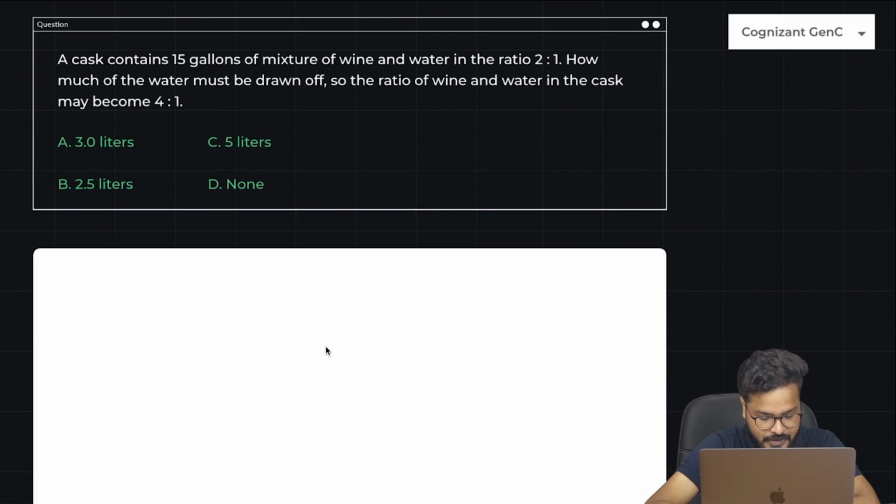Okay. Talking about the next question, guys, which says a cask contains 15 gallons of mixture of wine and water in the ratio 2 is to 1. How much of the water must be drawn off so the ratio of wine and water in the cask may become 4 is to 1? Can you guys pause this video and start solving this on your own?